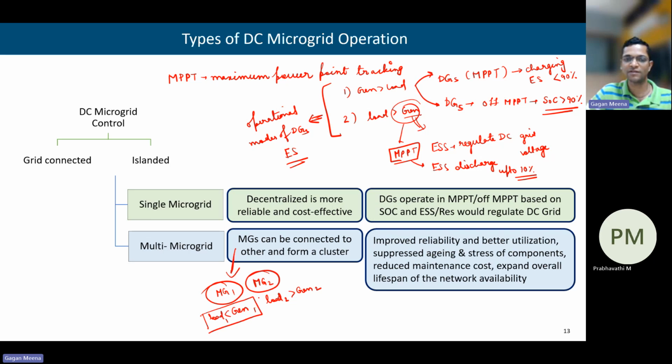Then what can be done? The power can be exchanged between these two microgrids. Microgrid 1 can supply excess power to microgrid 2. In that case, there is an overall improvement in the reliability as well as better utilization and suppressed aging and stress of components. If the stress on components reduces, then the maintenance cost also reduces. And overall, the lifespan of the component will increase.